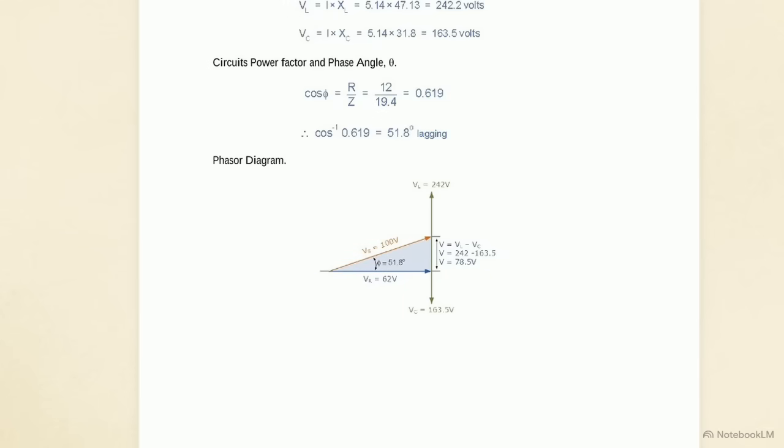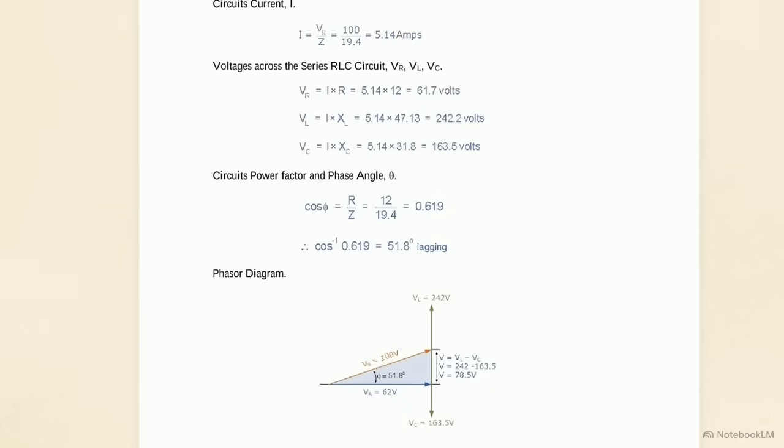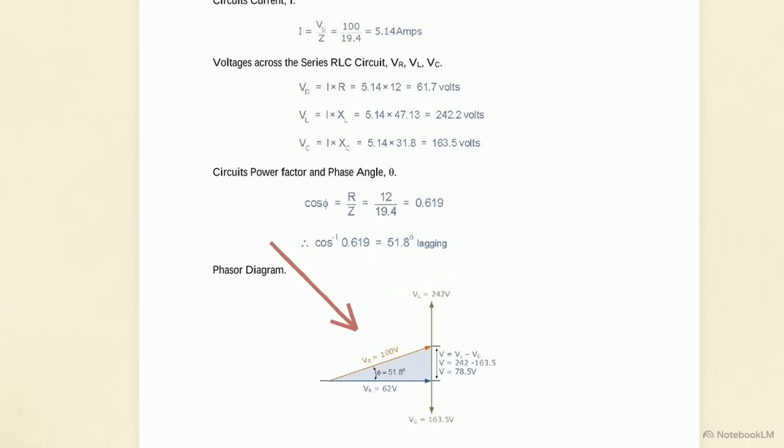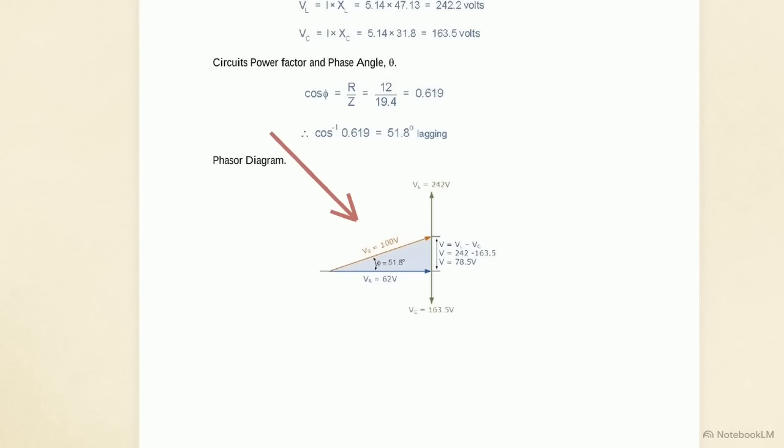We calculate the exact phase difference using the power factor. Dividing resistance by total impedance gives a 51.8-degree lagging angle. The gray vector triangle proves the final result. Combining the opposing inductor and capacitor vectors exactly matches our original 100-volt source.